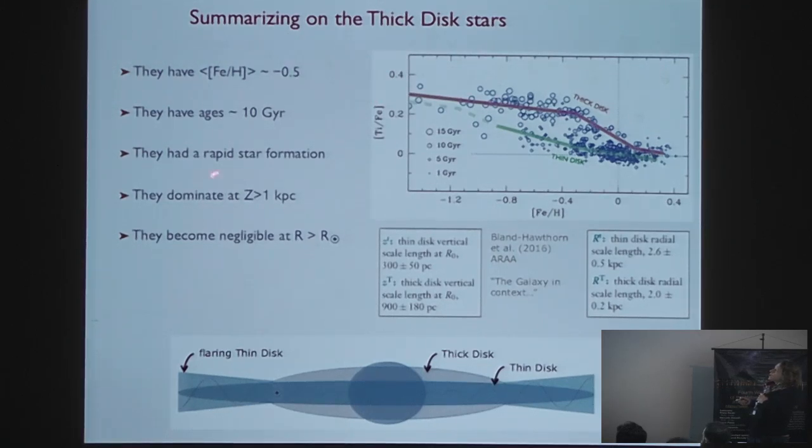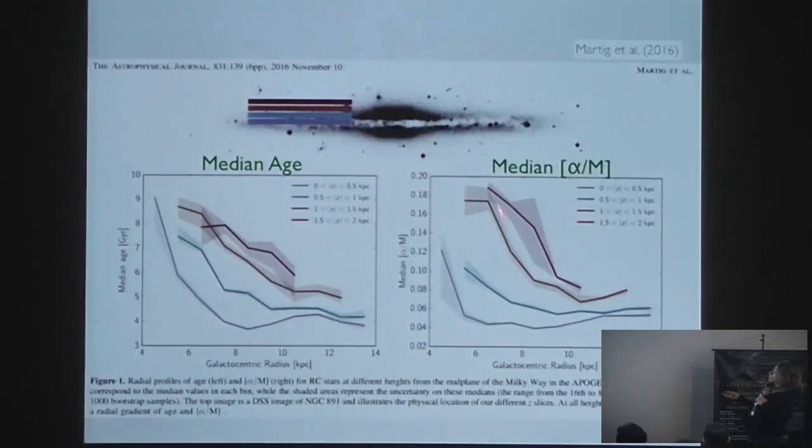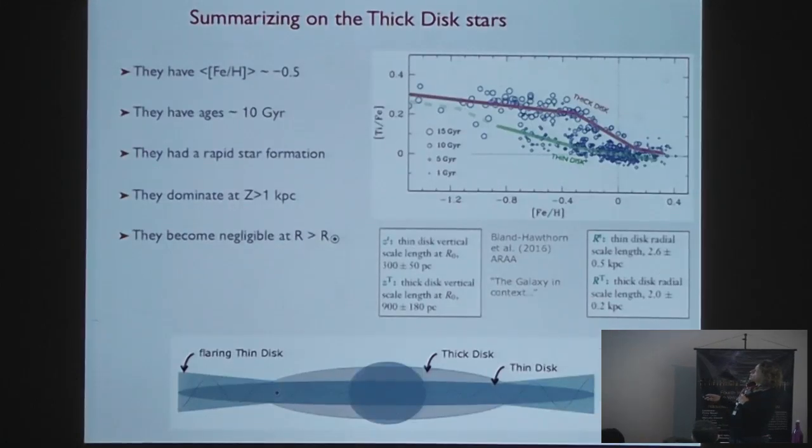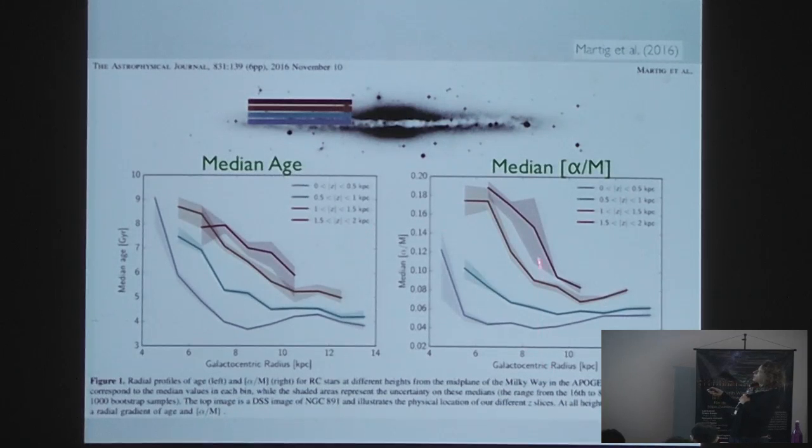They dominate at heights larger than 1 kiloparsec, as we saw from here. No? This is 1 kiloparsec. So the red stuff with high alpha dominates above 1 kiloparsec. They become negligible outside the solar circle, because at 8 kiloparsec, more or less, you don't have anymore a population with high alpha, you don't have anymore a significantly old population.